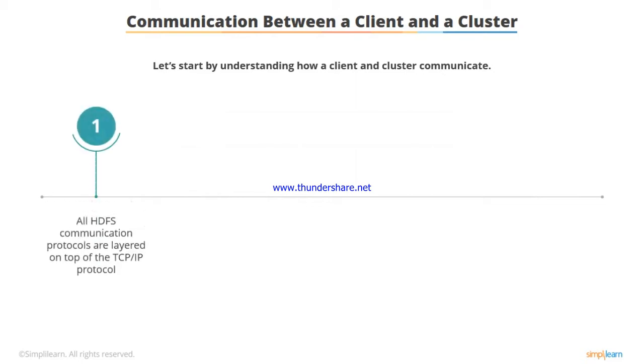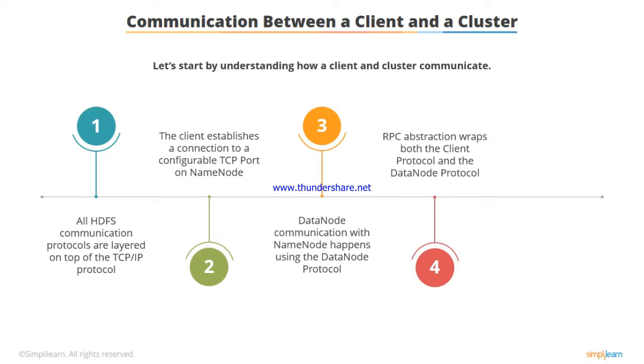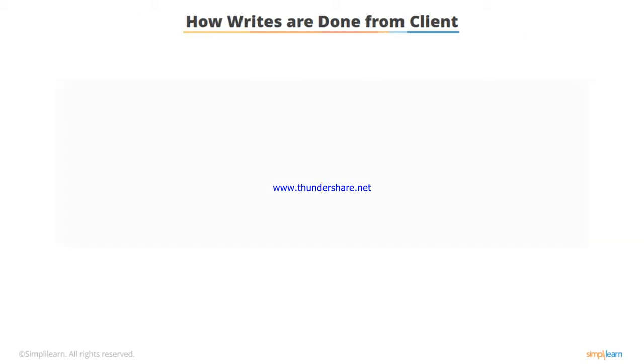All HDFS communication protocols are layered on top of the TCP/IP protocol. Therefore, the client establishes a connection to a configurable TCP port on name node. Data node communication with name node is done using the data node protocol. A remote procedure call, or RPC abstraction, wraps both the client protocol and the data node protocol. Name node never initiates any RPCs and only responds to RPC requests issued by data nodes or clients.